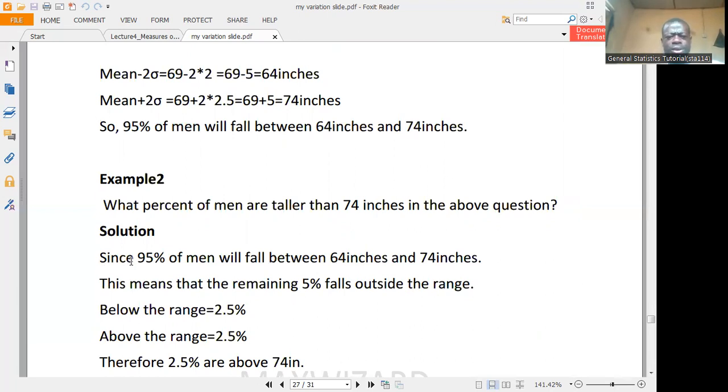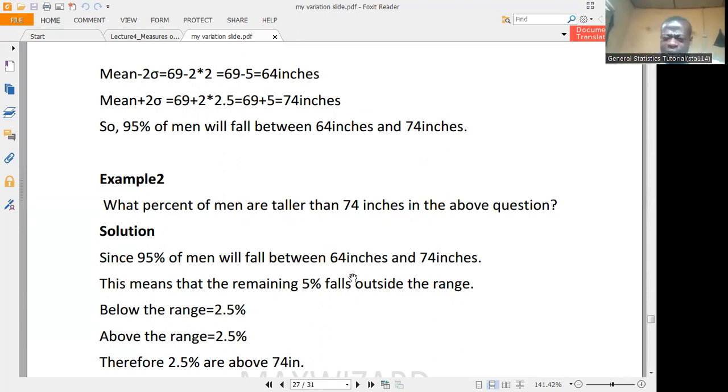Now let's see. Since 95% of men fall between 64 and 74, we already calculated that one in example 1, and we are able to confirm that 64 inches and 74 inches is where 95% of them will fall. Now, how many percentage left? That is the question. There are just 5% left out of 100%. 95 is between this and this. That means 5% are going to be outside this range. 95% are between the range 64 and 74. That means the remaining 5% are going to be outside this range.